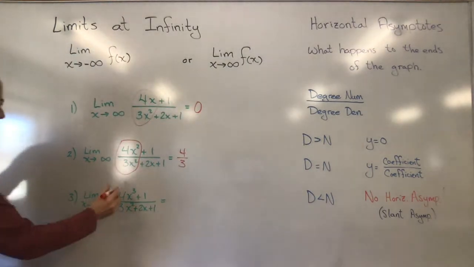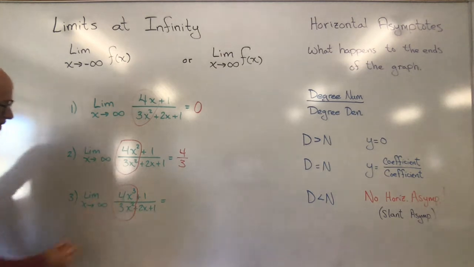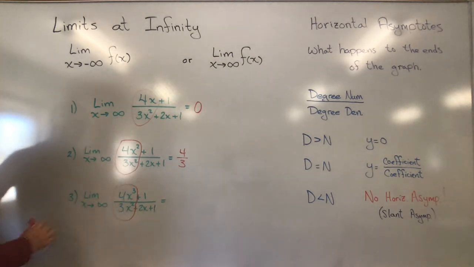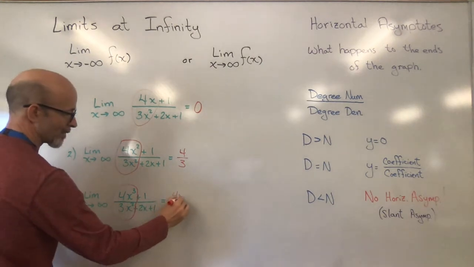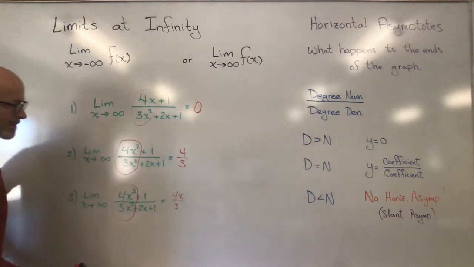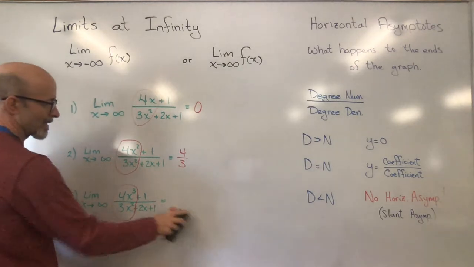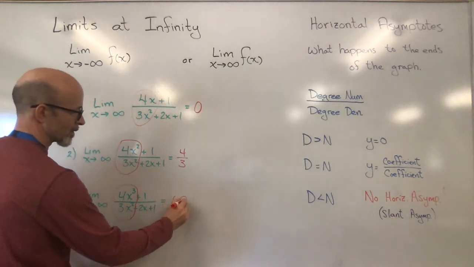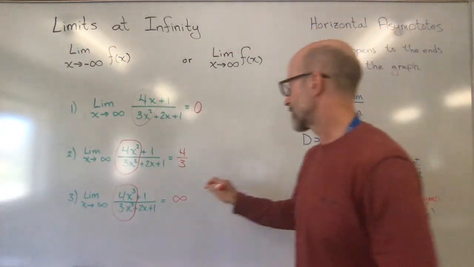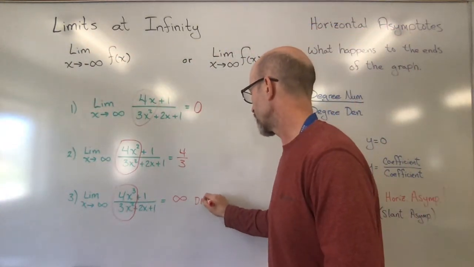Finally, for the last one, I'm looking at the highest degree terms. When I simplify this, 4x cubed over 3x squared, technically I could simplify that to 4x over 3. Divide out 2 of those x's. When x is approaching infinity, that gets infinitely large. There we go. And we all know this means it does not exist.